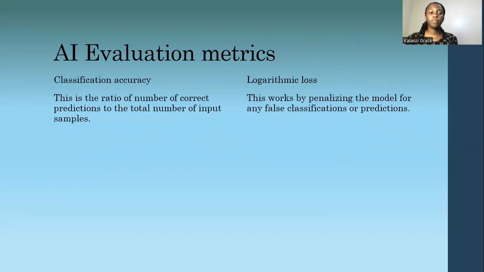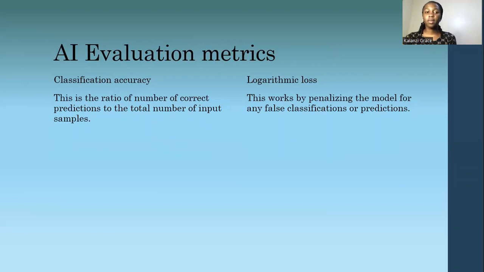And lastly, we have AI evaluation metrics. Under these, we have classification accuracy, and I picked out two, and logarithmic loss. Classification accuracy is the ratio of the number of correct predictions to the total number of input samples. For example, we have our test products. You sample quite a number of products and detect whether each is fake or not. Then out of the whole sample, which ones are actually correct? The number of correct ones.